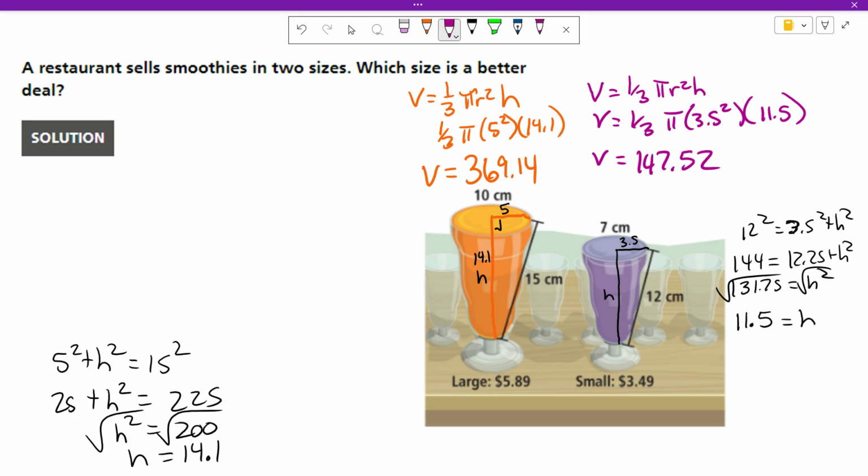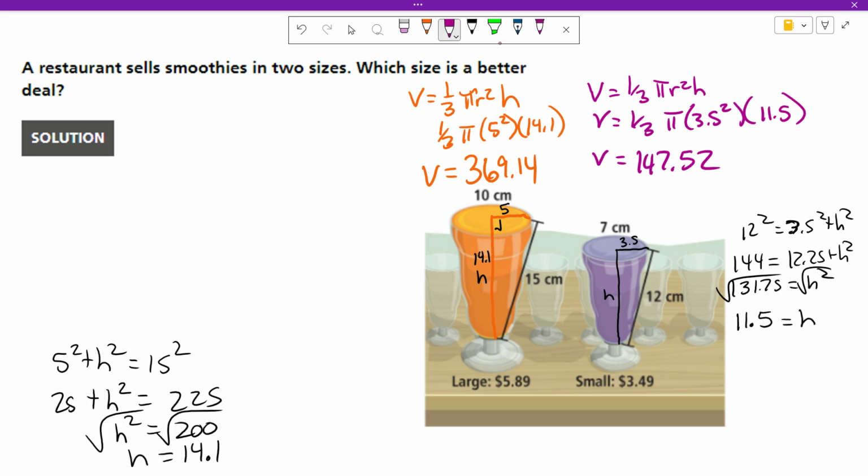Okay, so now to find out which is a better deal, do I take the volume divided by the money or the money divided by the volume? Because if we take the volume divided by the money, it would be cubic centimeters per dollar. If we take the money divided by the volume, it would be dollars per cubic centimeter. Which one should we do?